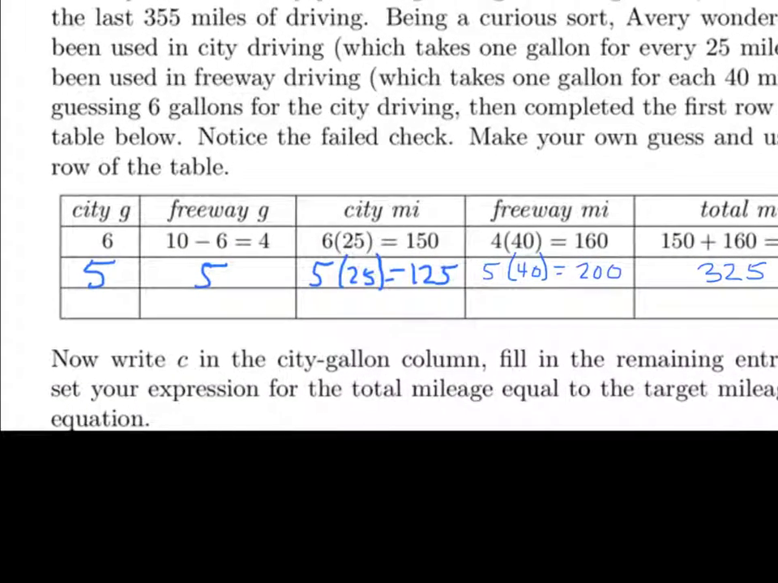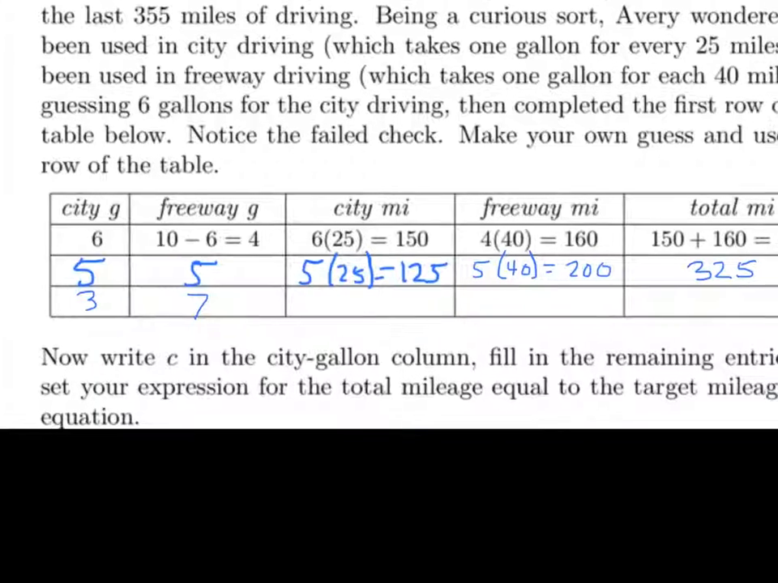So what do we want to do for a city now? What was a good guess, Steven? 3? Is that what you're going to say? 2? So let's try 3, which would make your freeway 7. Aiden, question? There's a pattern. Every time you subtract 1 from the city gallons, the number of miles increases by 15.